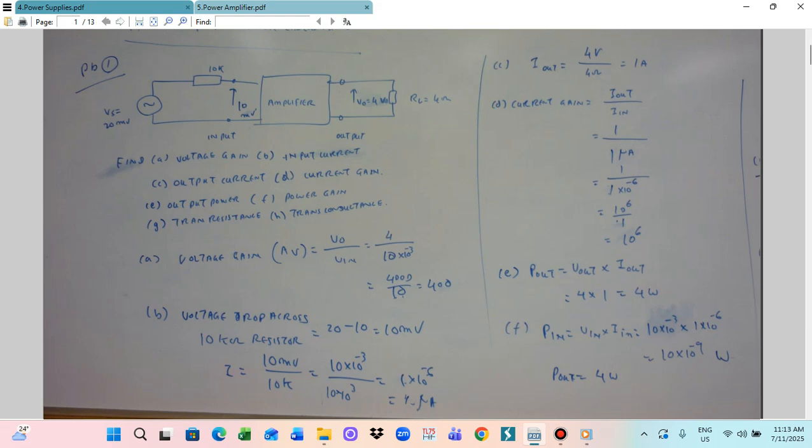Then you can calculate the power gain, AP. AP can be calculated as P out by P in. The output power is 4, divided by 10 into 10 power minus 9, so 4 into 10 power minus 9 divided by 10, so 4 into 10 power 8. So this is for the AP.